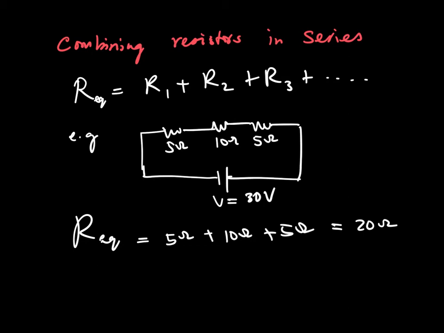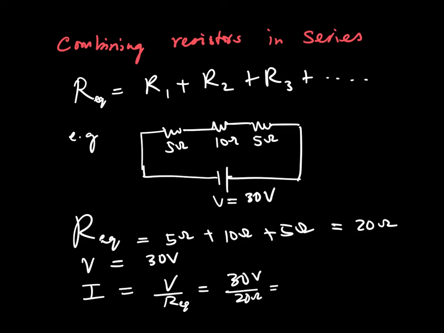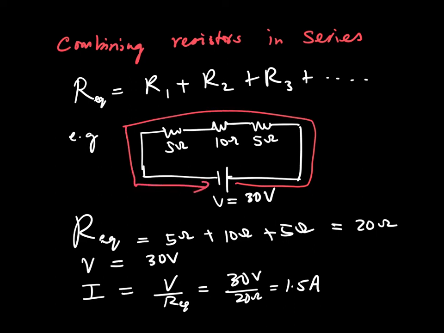20 ohms. And since the voltage is 30 volts, the current in the circuit, according to Ohm's law, would be equal to V divided by Req, which is 30 volts divided by 20 ohms, which is 1.5 amps. So a current of 1.5 amps will flow in every element in the circuit.